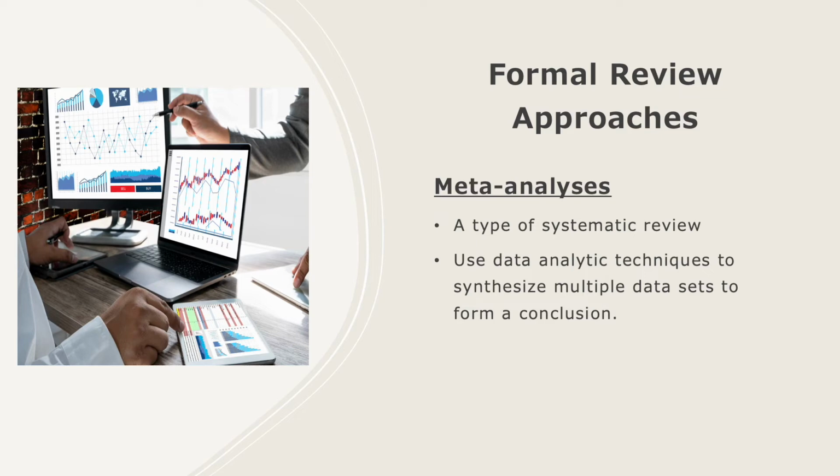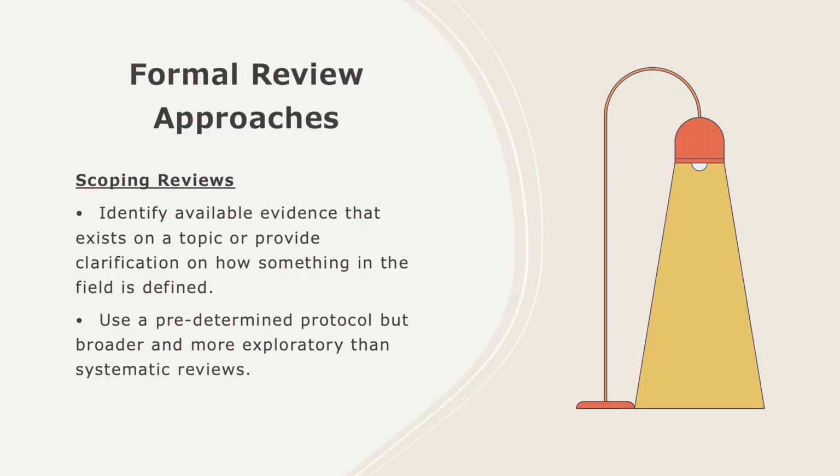Let's turn our attention to scoping reviews, another formal approach to gathering information. Like systematic reviews, scoping reviews also use a predetermined protocol to systematically examine the evidence in a given area, but are usually much broader. Instead of asking a narrow research question about treatment effectiveness, scoping reviews seek to identify what evidence exists on a given topic or provide clarification on how something in the field is defined.